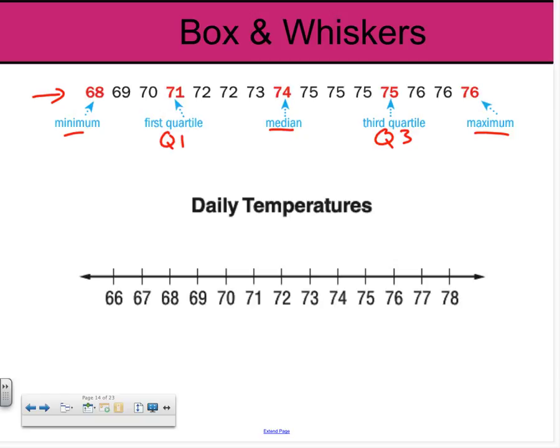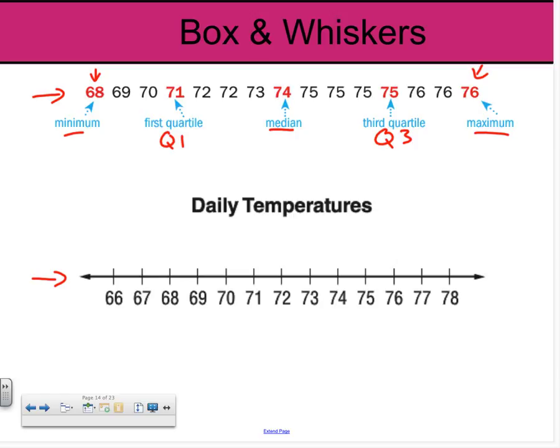Now, what do we do with these parts to create a box plot or a box and whiskers plot? Well, it's actually pretty simple. We create a number line right here. Notice the number line starts right around the same number as our minimum. So our minimum was 68, and we're going to come up with our own number line that starts right around there. And notice that the maximum number was 76, and our number line ended just after that at 78. So we create our own custom number line, and then we're going to place these numbers above the number line.